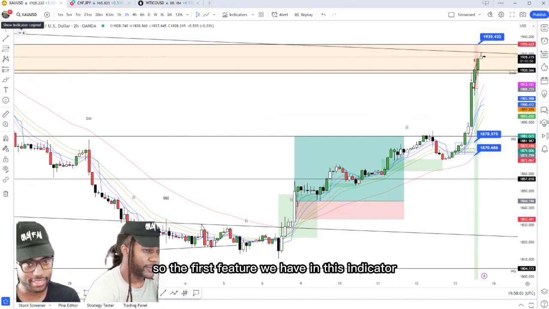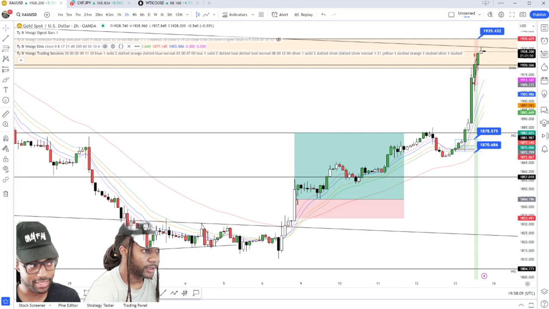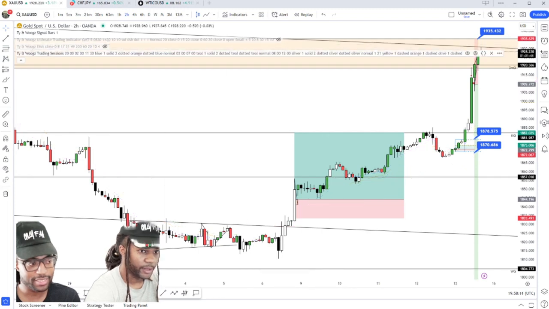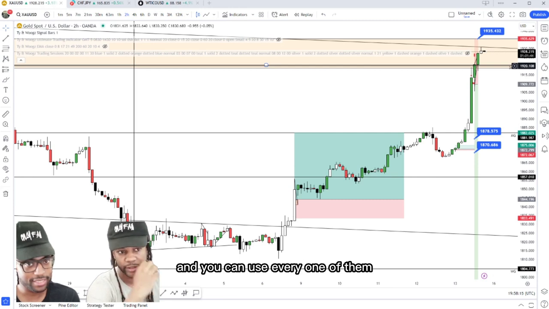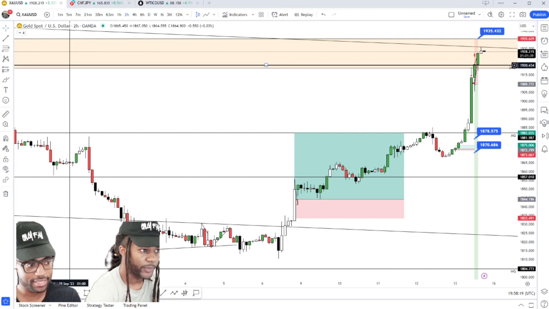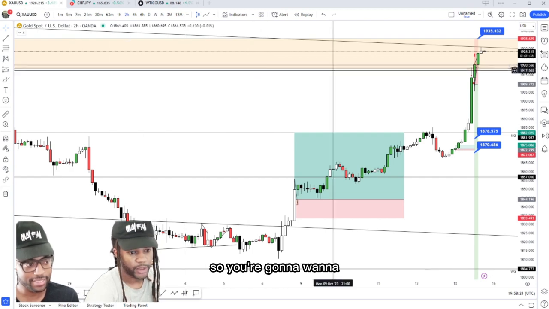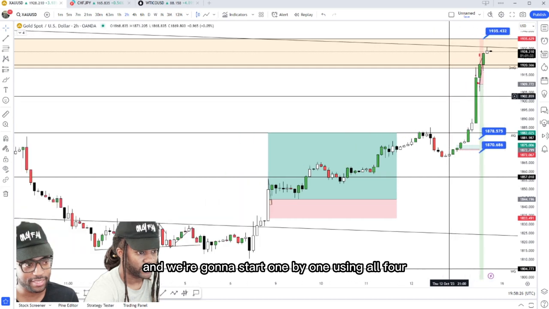So the first feature we have in this indicator is our signal bars. With the indicator, you get 4 indicators, and every one of them can catch different high probability trades. So you're going to want to know how to use all 4 of them, and we're going to start one by one using all 4.